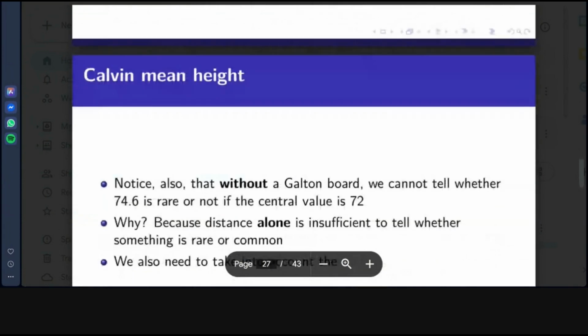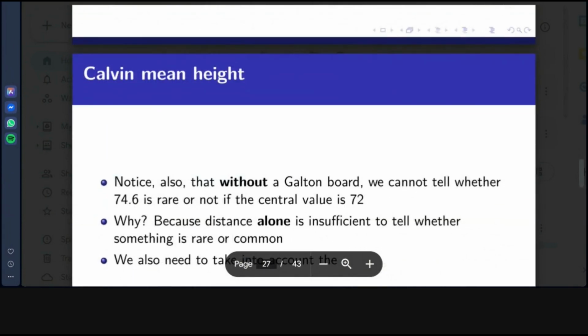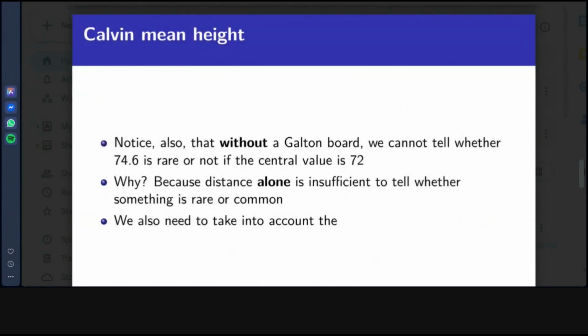All right. Also, you notice that, let's say we didn't have a Galton board. All we have is the sample mean value of 74.6, and the central value is still 72. Do you realize we can't tell whether 74.6 is rare or not? You don't have a red zone. If you don't have a Galton board, you don't have the balls falling through it to form the bell curve. You have no idea whether 74.6 happens rarely or not.